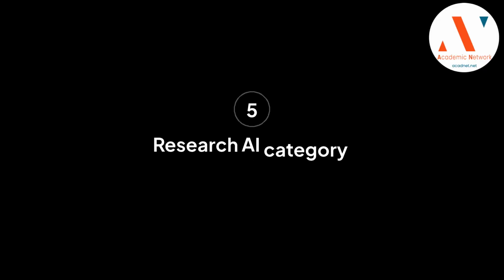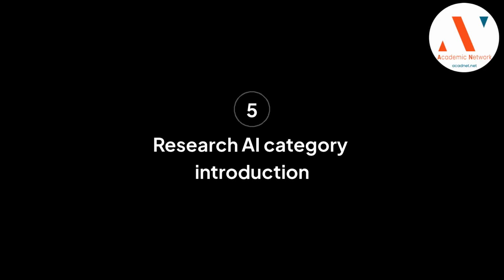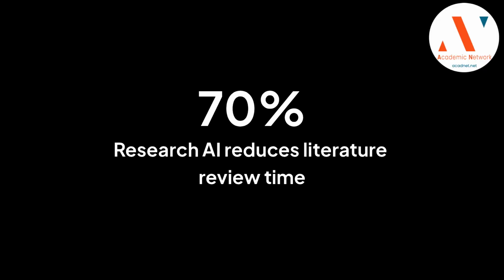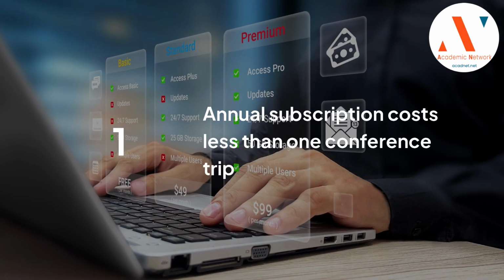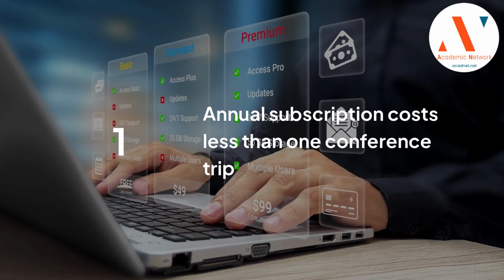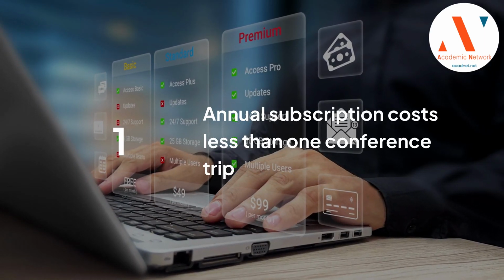The fifth category is research AI. Elicit, Semantic Scholar, and Consensus reduce literature review time by 70%, surface co-authorship opportunities, and help faculty write better structured grant proposals. An institutional subscription to these tools costs less than one international conference trip per year.